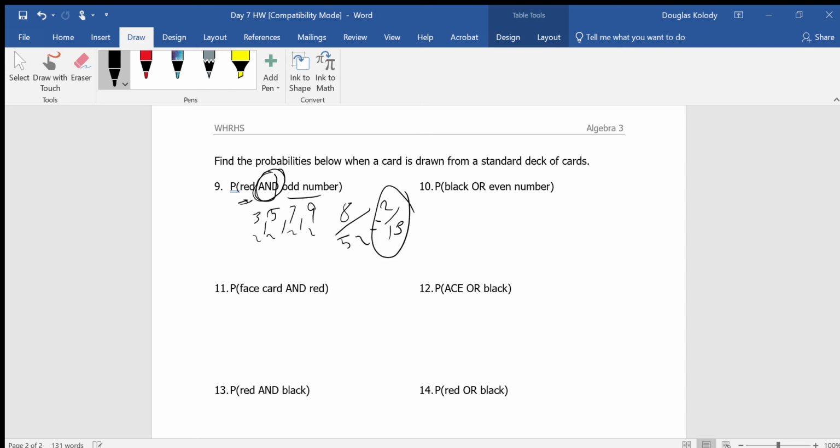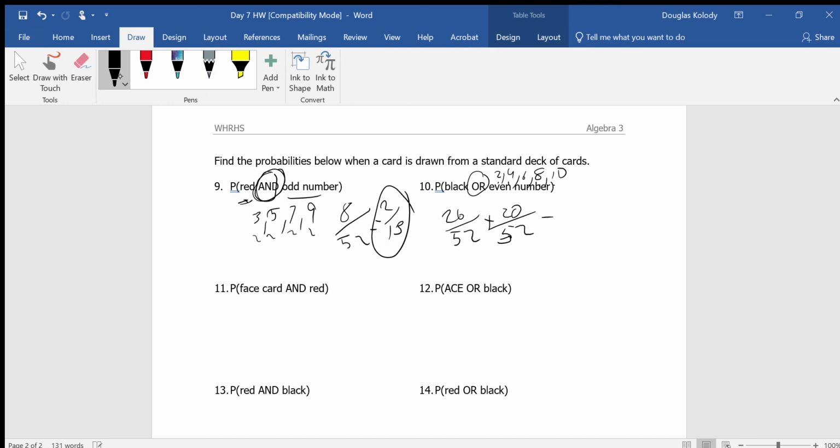Good, good, good. How many cards are black or an even number? The even numbers are 2, 4, 6, 8, and 10. All right, so how many cards, and then there's the word or, so this is the addition rule. How many cards are black cards? 26 out of 52. Plus, how many cards are even? There's 4 of each of these, so 4, 4, 4, 4, and 4. That's 20 cards out of 52.